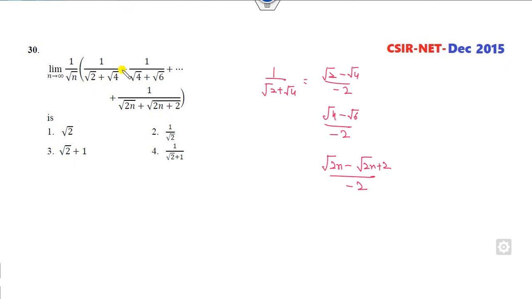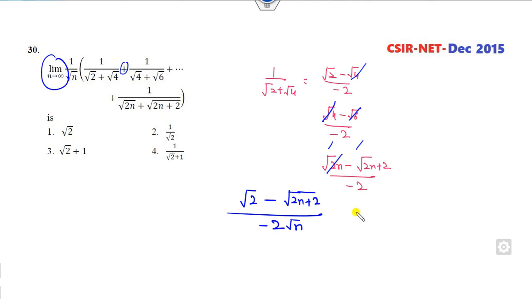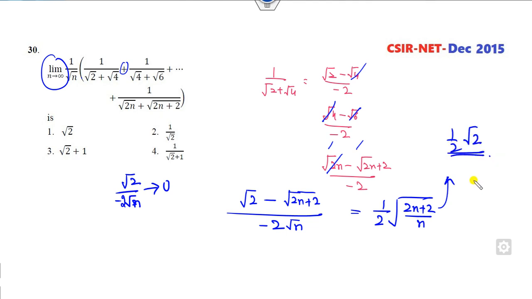Now if you add them, because it's a plus sign, minus 2 will be the LCM, and the middle terms will cancel out, cancel out, cancel out. So the remaining part is the first term and the last term divided by minus 2, and 1 over root n will be here. Then take n approaches infinity. If I take the first part, it will be root 2 by this part, it goes to 0. Another part is minus minus plus 1 by root 2 of root 2n plus 2 over n. So this part will go to my root 2. So what is that? 1 by root 2 is the right answer of this part.